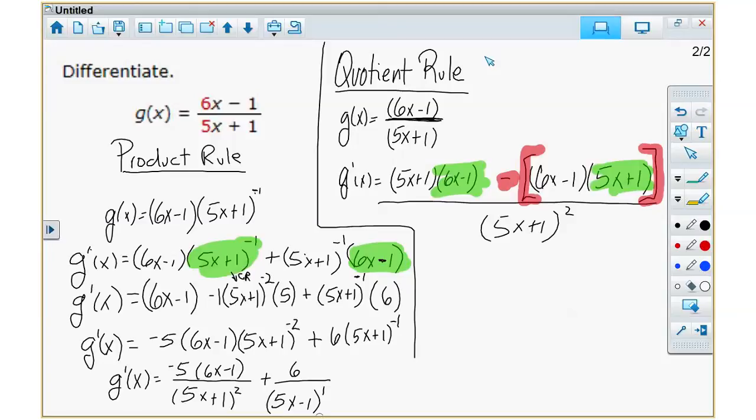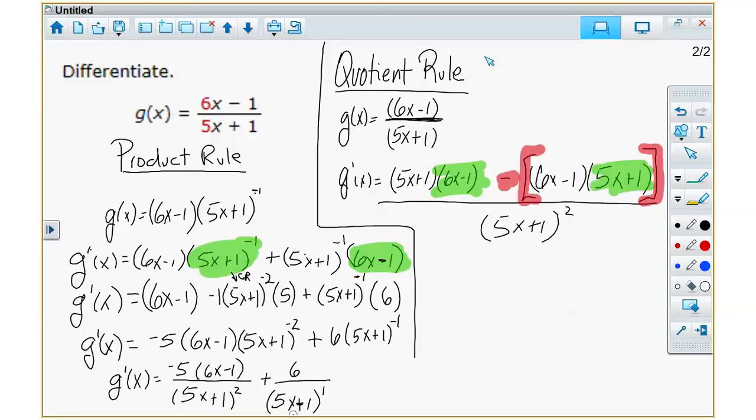Now, what's the problem? We need a common denominator. Well, that means we got to multiply this by 5x plus 1, right? So I got to multiply this by 5x plus 1. Don't you mean plus 1? Say again? Don't you mean plus 1? Yes. Did I? Oh, yeah. I'm sorry. Thank you.